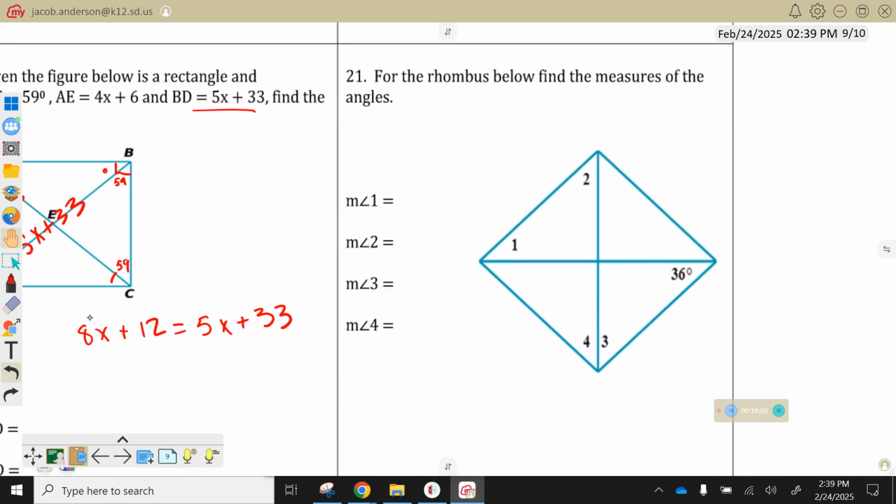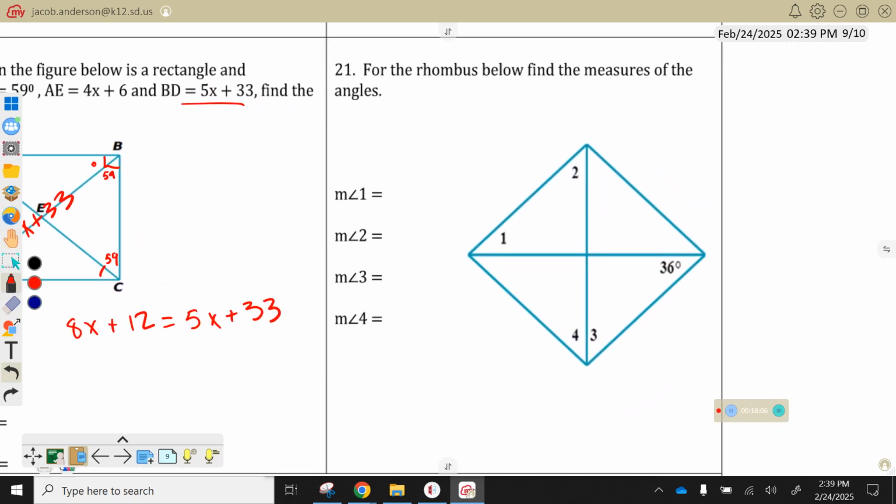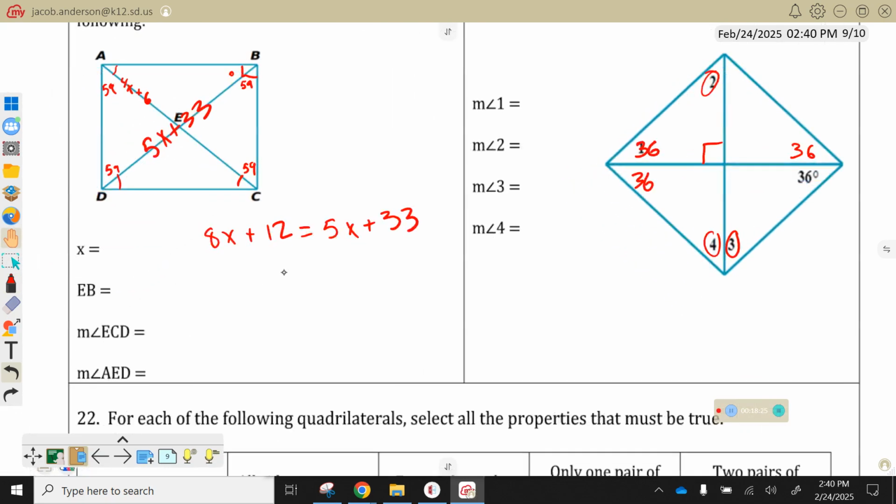Number 21. For the rhombus below, find the measures of the angles. If this is 36, I love a rhombus question because I know this and this and this, like we already talked about, and these are 90 degrees, which would help me find this, which is the same as this and this. And I'm not going to finish solving that one for you either. You guys can do that subtraction to find angle 2.